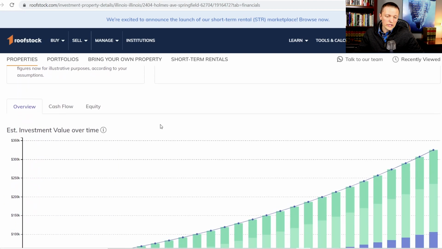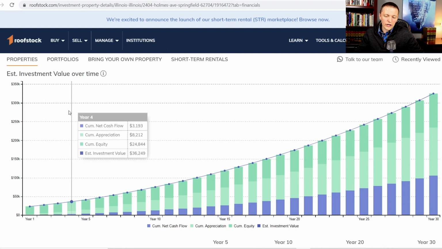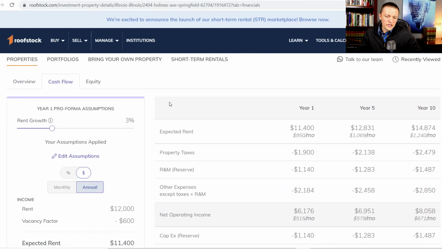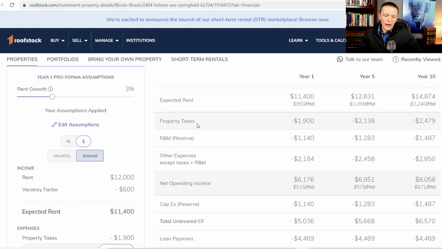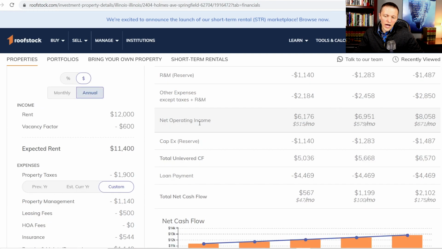And so let's keep scrolling down, and we have an interesting little chart here, which is investment value over time. But the thing that I want to focus on is this tab, cash flow. So if you click on that, this actually breaks down some of the expenses that are used in the assumptions in more detail. So we have property taxes, repairs and maintenance reserves, other expenses, net operating income, capital expenditures, and then we have the total unlevered cash flow.